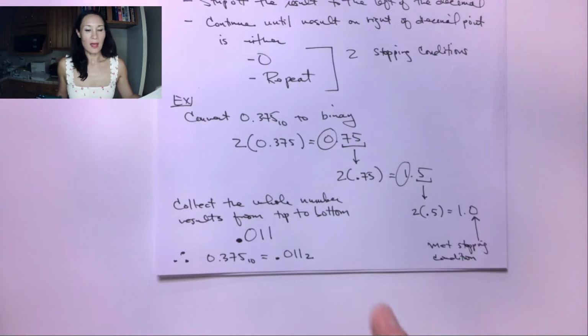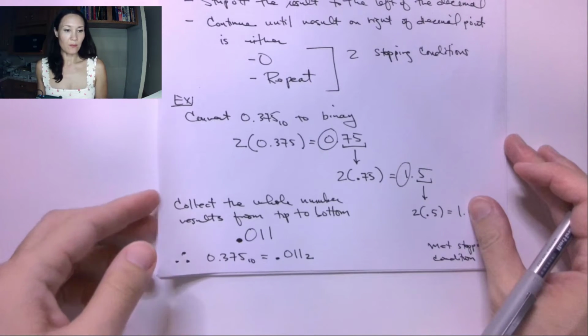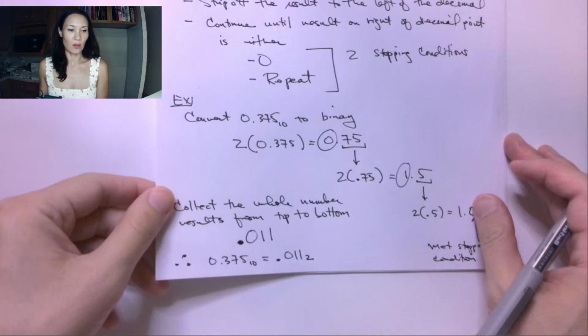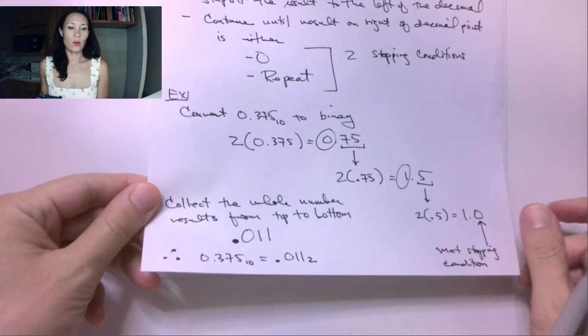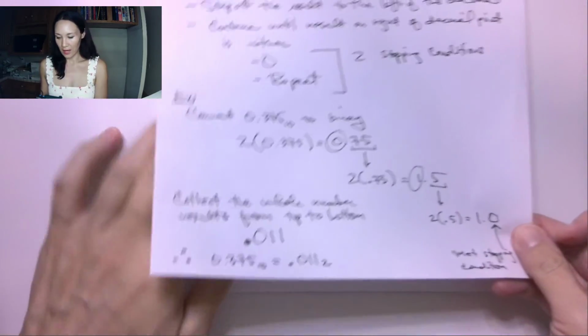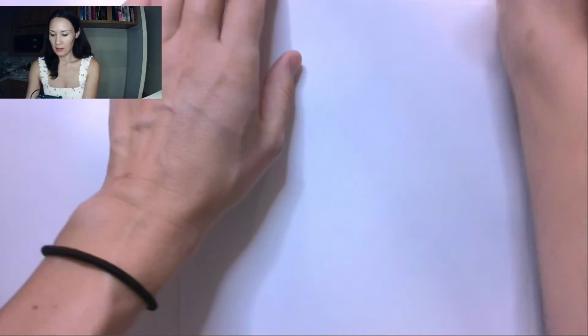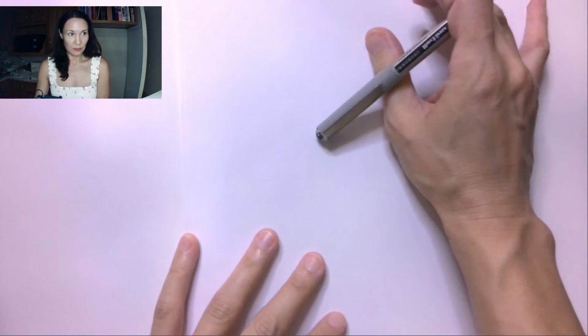Okay, so what if the base 10 number we want to convert is a mixed number? So it's larger than 1, but also has a fractional component. Let's do a second example.